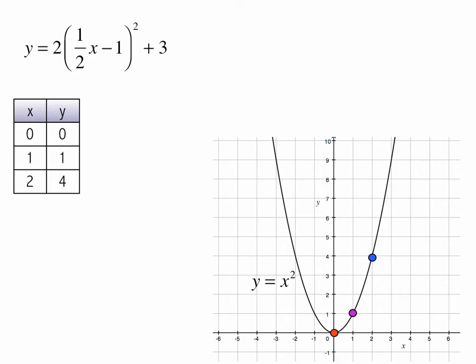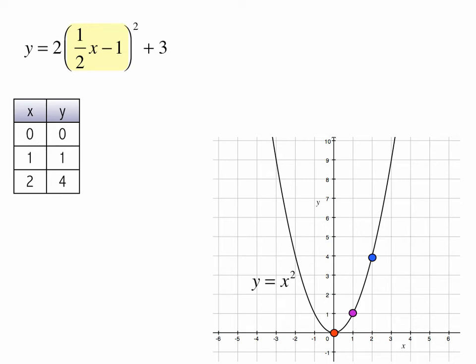So the first step I'm going to do is all the steps that affect the input values. Inside the parentheses, what I've highlighted, 1/2 x minus 1, affect input values. Now, you do everything backwards inside the parentheses. It's really strange. So instead of multiplying by 1/2 and then subtracting 1 from my x values, I have to do it backwards. Just think about solving for x.